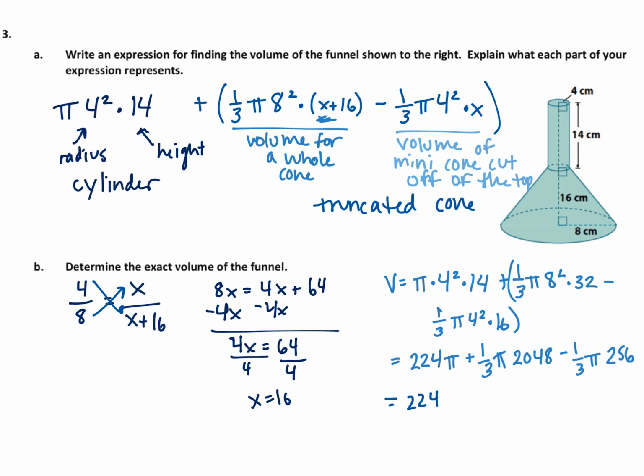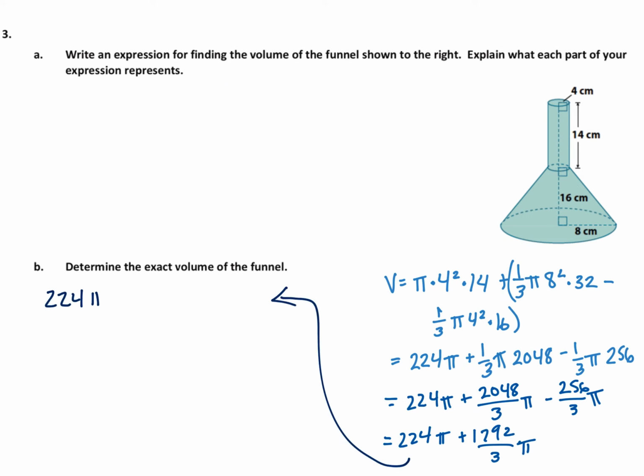So now I have 224 pi plus 2048 over 3 pi minus 256 over 3 pi. And then if you subtract 256 from 2048, we should be left with 224 pi plus 1792 over 3 pi. I'm going to move up to the top so I have more room.